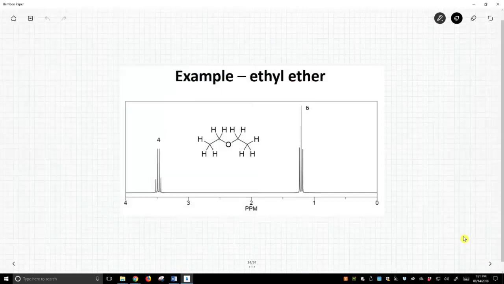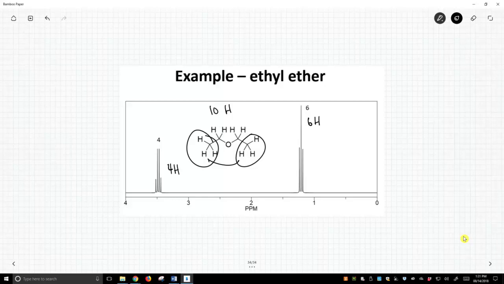Here's ethyl ether. So ethyl ether has 10 hydrogens. So our integration needs to say that we have 10 hydrogens. Turns out 6 of them are on these 2 methyl groups, which by symmetry show up together. They're a triplet. We've talked about their multiplicity. So we have 6 H's over here and 4 H's over here. All 10 hydrogens are present.